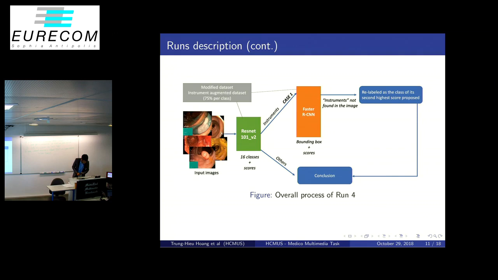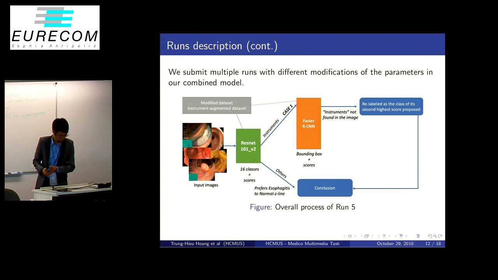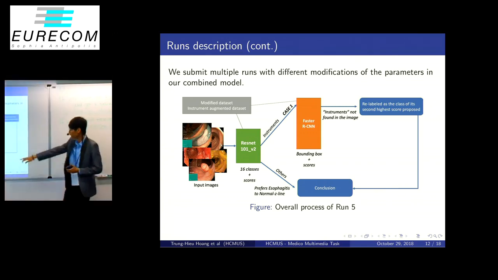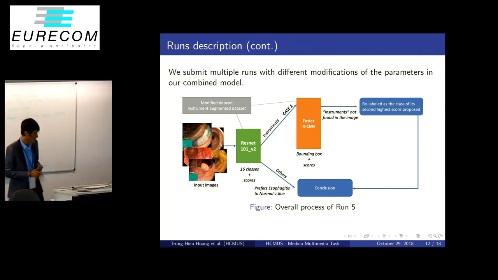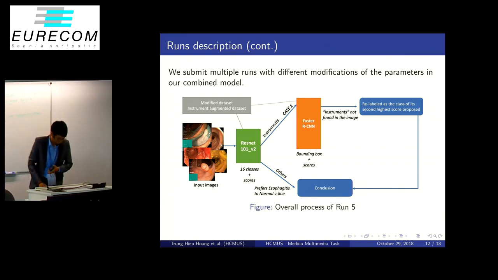And this is our run 4. In this run we perform training our models by using only 75% of the training dataset. And in run 5, when evaluating our models, we realize that there is a confusion between the esophagitis and the normal Z-line after they are predicted by the ResNet. So we add a small bias, 0.3, to the probability of the esophagitis class if the normal Z-line was predicted by the ResNet. So it intuitively means that the ResNet model prefers the normal Z-line over the esophagitis.